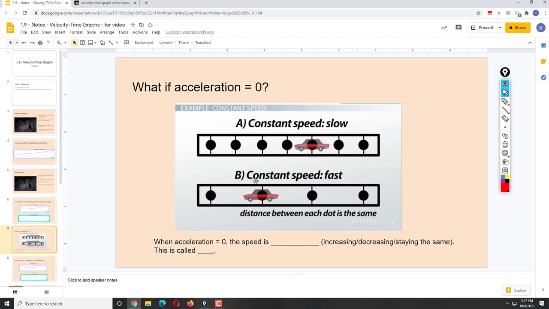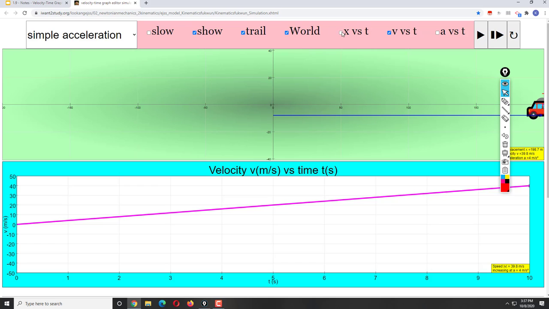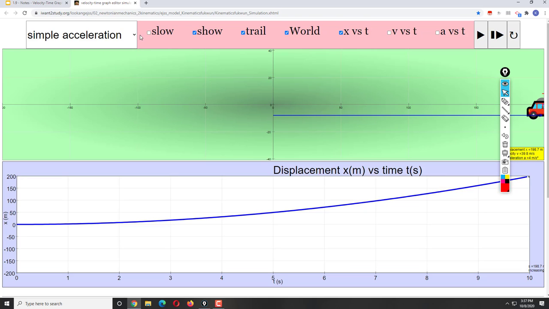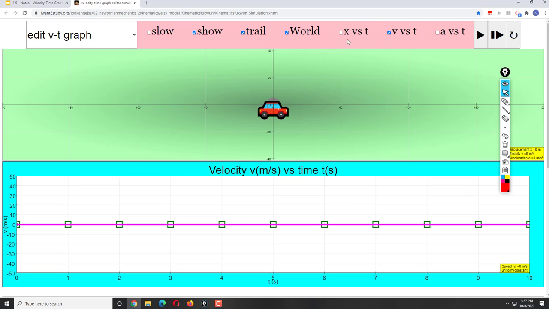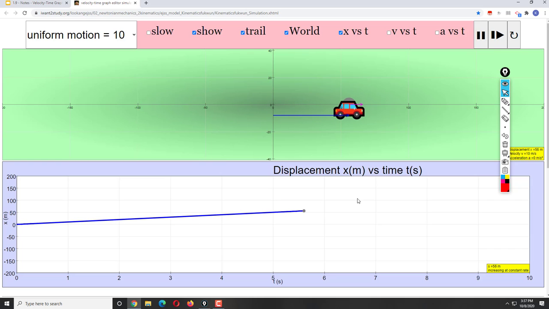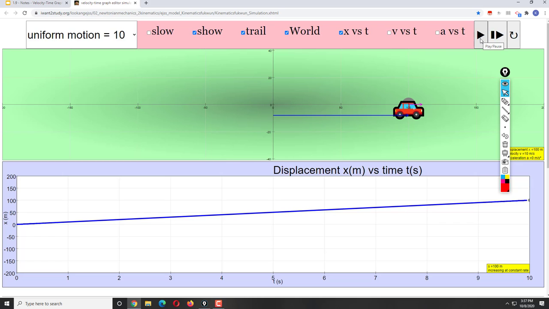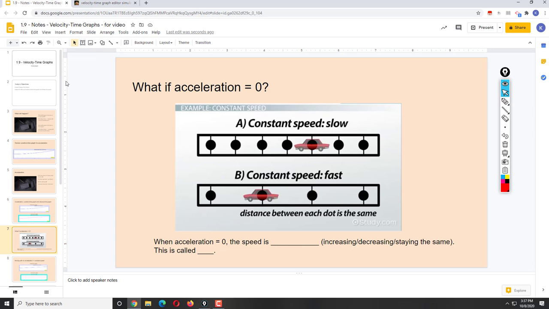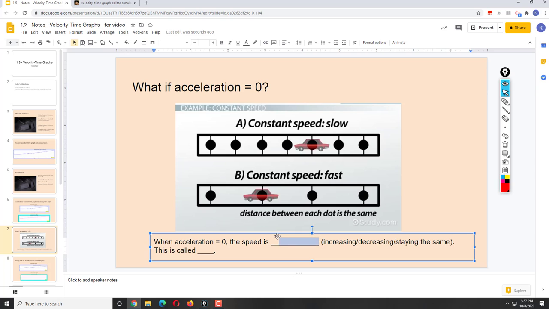What happens if the acceleration is 0? If there's no acceleration, then we have constant speed. When we have constant speed, the car goes like this. Let's try this again. When we have constant speed, the position might change, but the car is moving at the same speed. What happens to the velocity? Well, the speed is staying the same. That means that the speed is constant. Constant means staying the same.